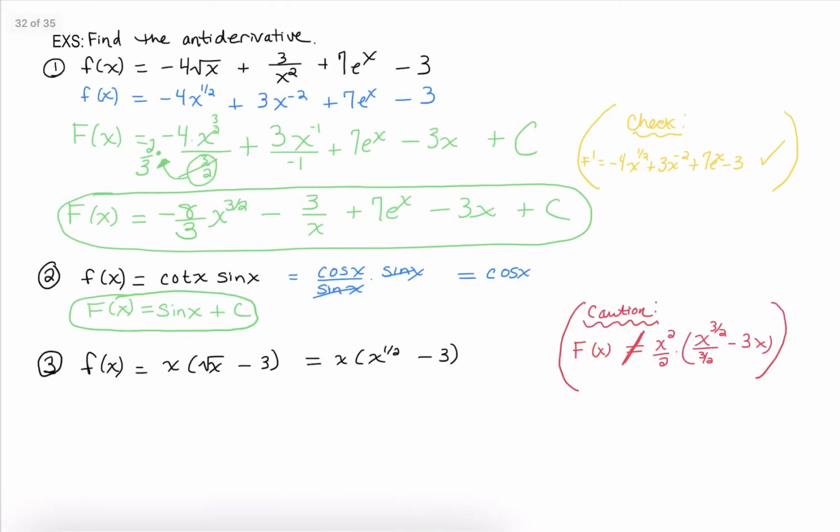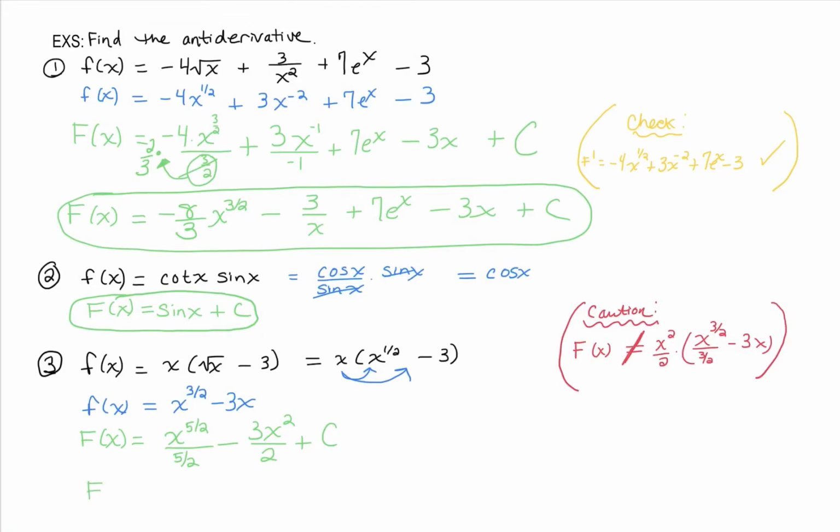So on this one, we are going to start by multiplying it out. So this one is not in a form yet that it's ready to take the antiderivative. But if I distribute, I would have x to the 3 halves minus 3x. And now it's ready to take the antiderivative term by term. So capital F is going to be x to the, adding 1, 3 halves plus 2 halves would be 5 halves, divided by that 5 halves, minus 3x to the 1 plus 1 would be 2, divided by that 2, and then plus our arbitrary constant.